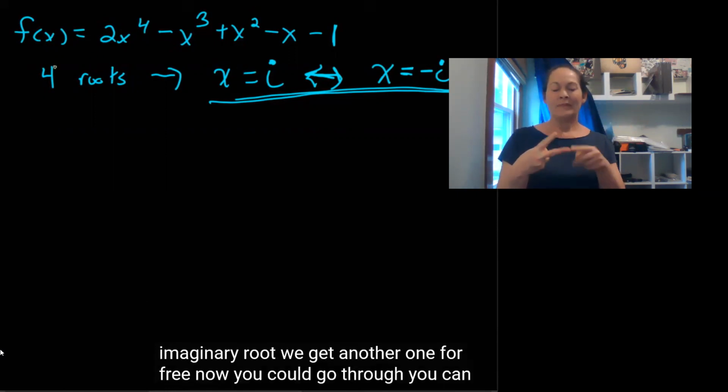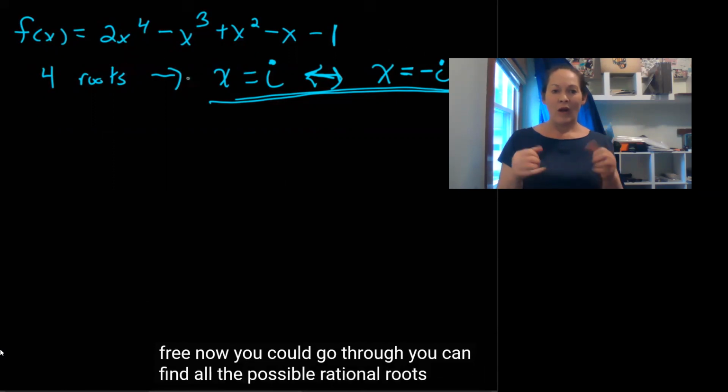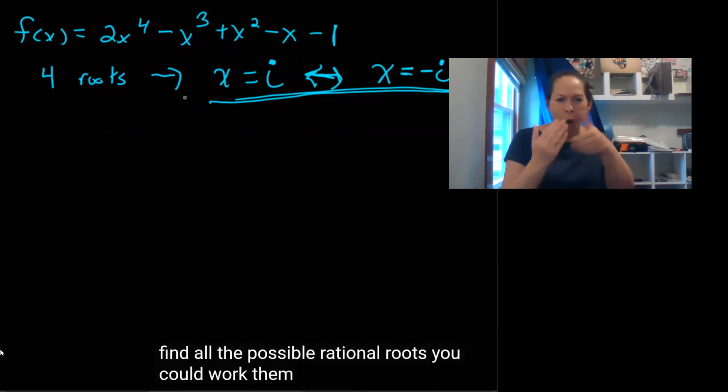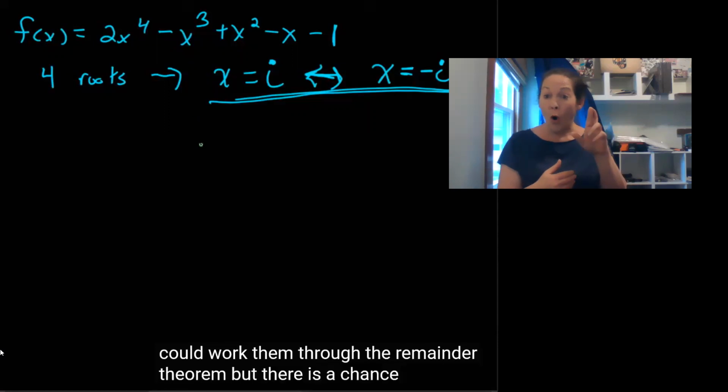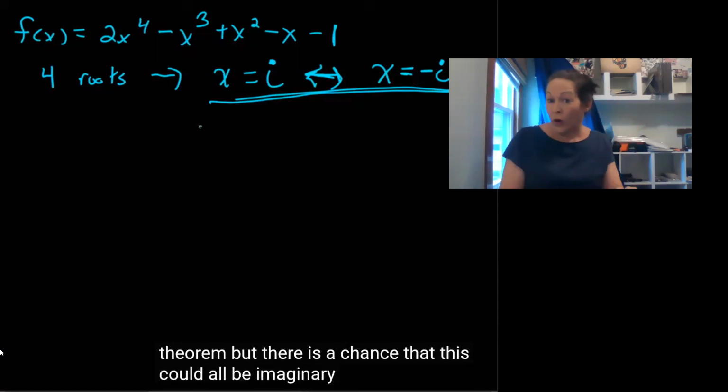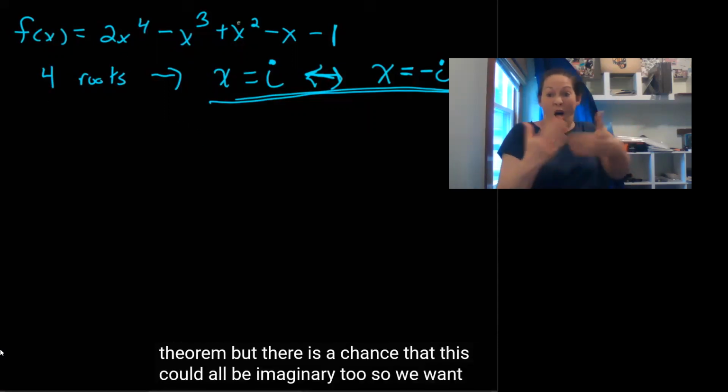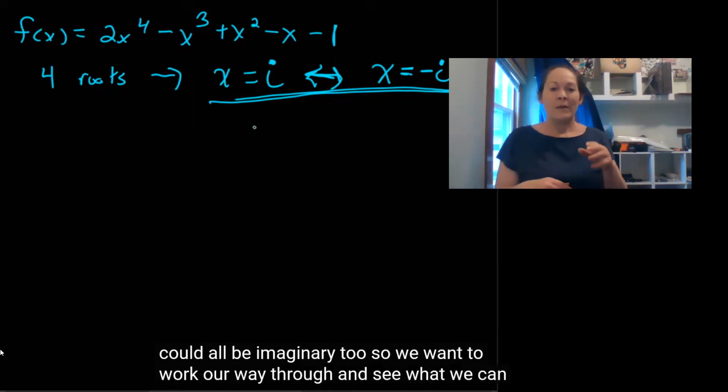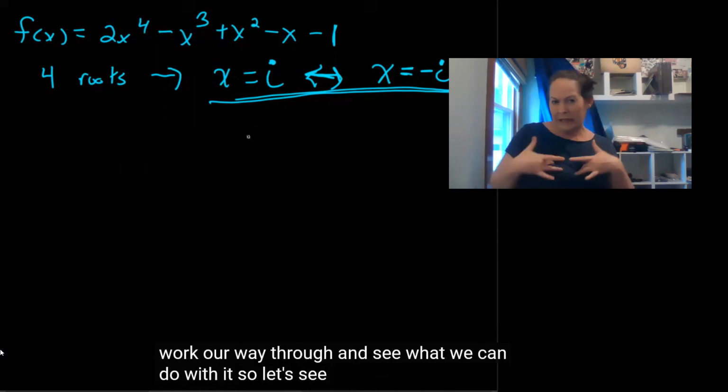Now, you could find all the possible rational roots. You could work them through the remainder theorem. But there is a chance that this could all be imaginary too. So we want to work our way through and see what we can do with it. So let's see.